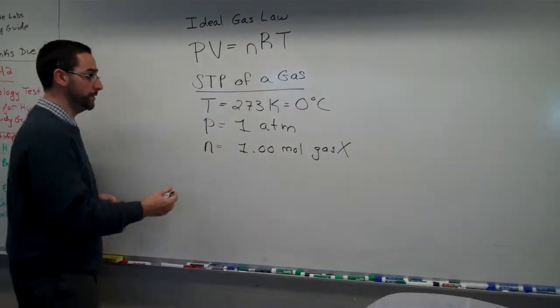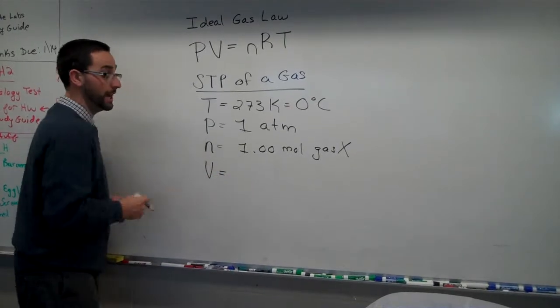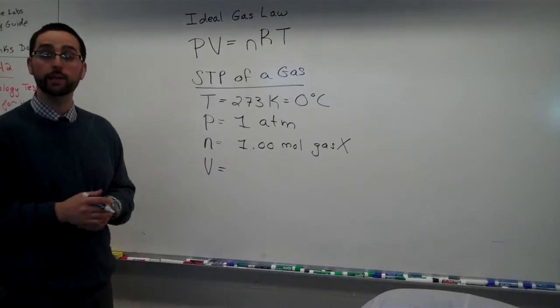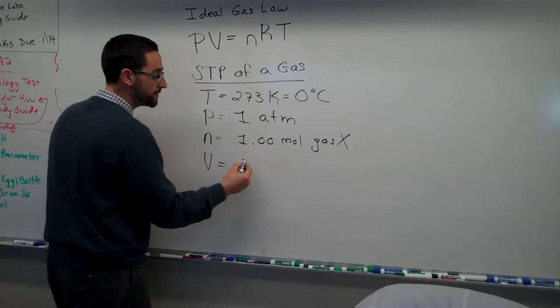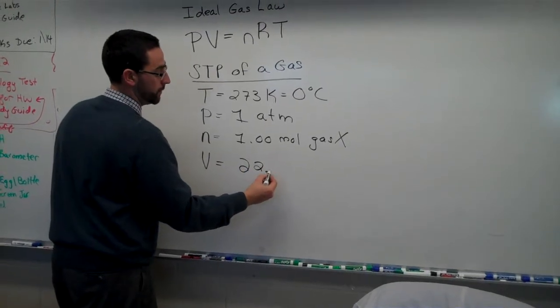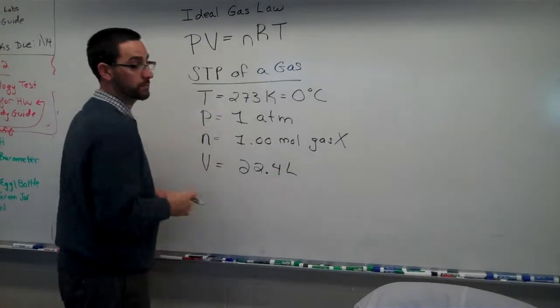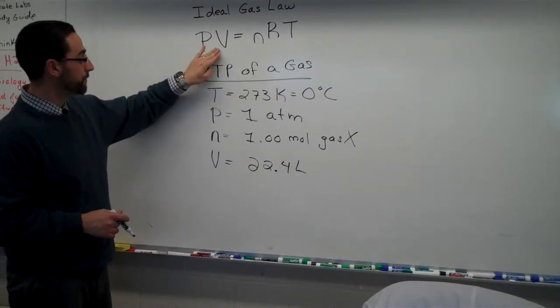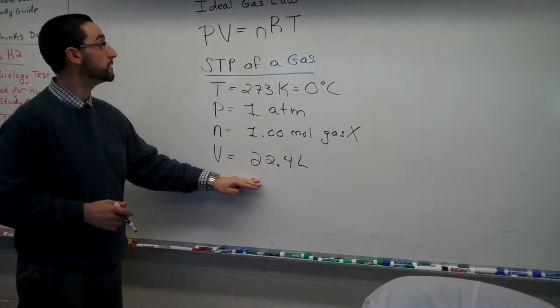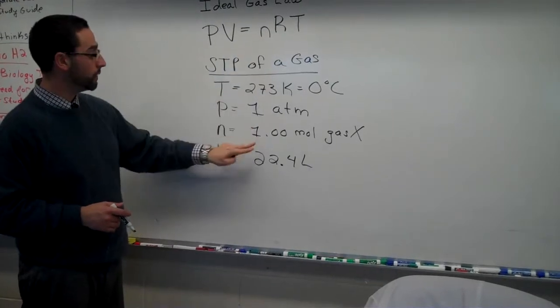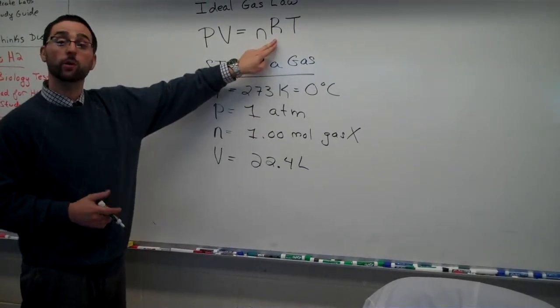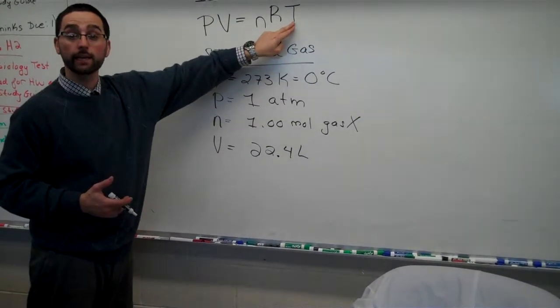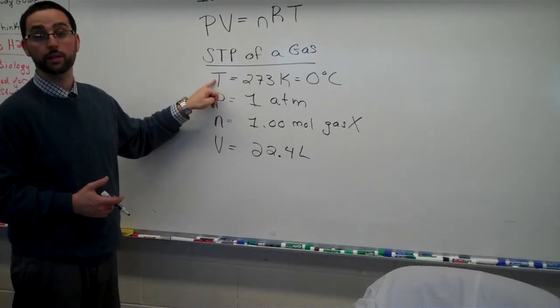And finally, for volume, using Avogadro's law, 1 mole of any ideal gas occupies, it's a funny number, 22.4 liters. Okay? So we have our pressure, 1 atm. We have our volume, 22.4 liters, n, 1 mole of a gas. R is what we're going to solve for, and T is going to be our 273 Kelvin.